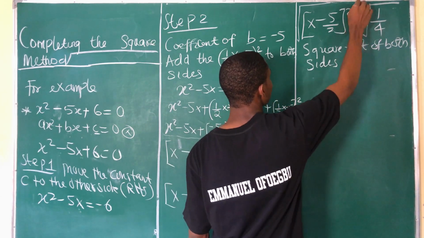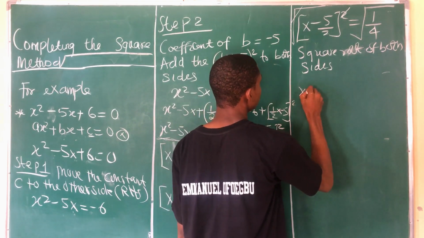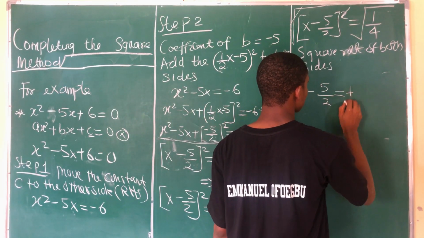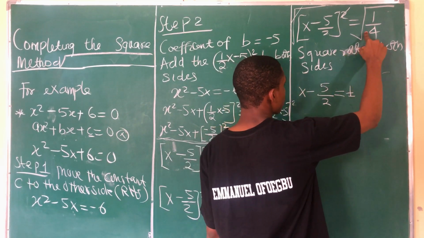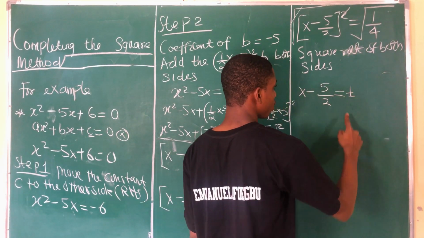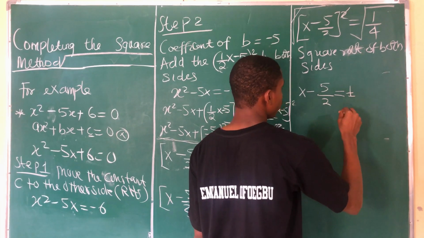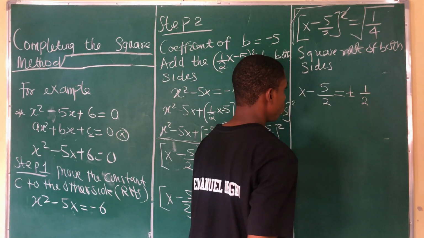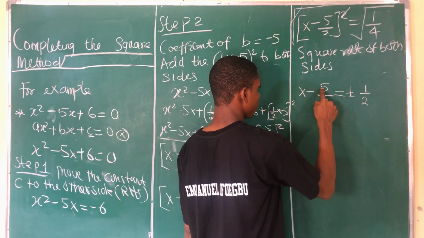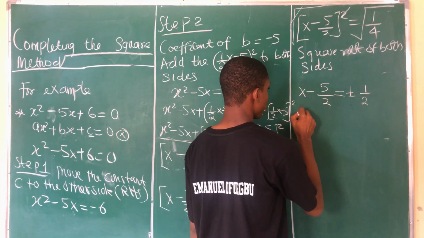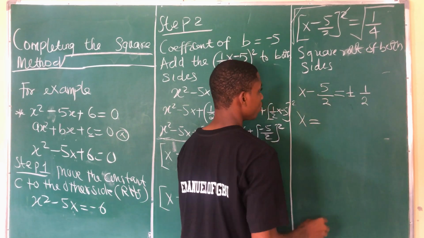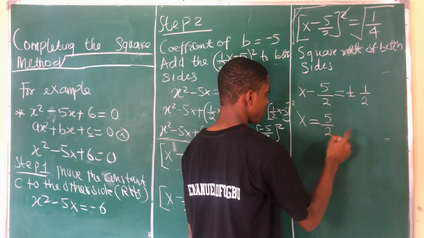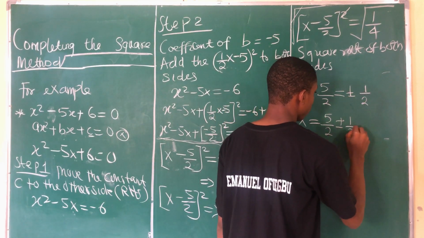So if you take the square root of both sides, this will cancel this. Have x negative 5 over 2 equal to what? Plus minus. Anytime you take the square root of a constant in the other side, it becomes plus minus of the value. Of course, the square root of 1 over 4 is equal to what? 1 over 2. Of course, we are going to move negative 5 over 2 to the other side. It becomes what? x is equal to what? Of course, 5 over 2. A negative moving to the other side becomes a positive. Plus minus what? 1 over 2.